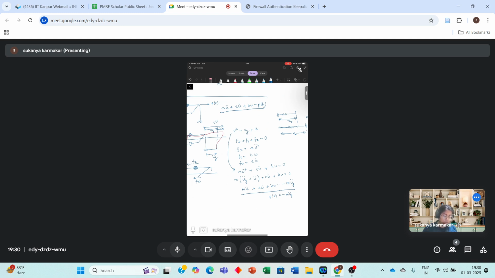Yes, ma'am. Okay. So then we'll briefly touch upon transmissibility. Transmissibility is just how much force is being transferred to the support. This is simply what transmissibility means, and then we'll look at the question so that you understand half power bandwidth, how it is done in the lab.